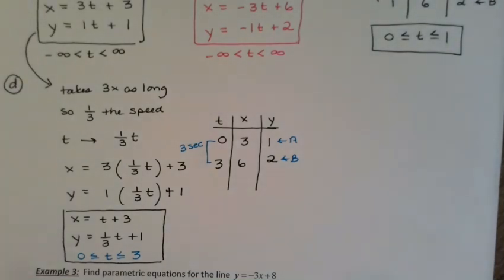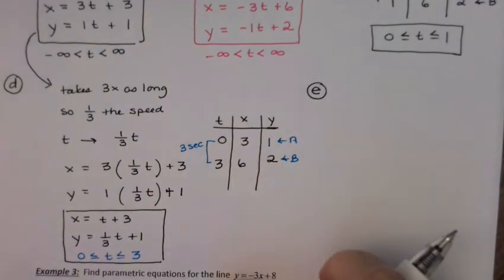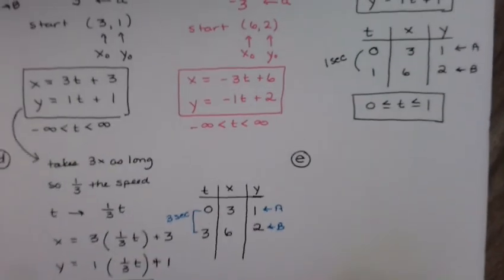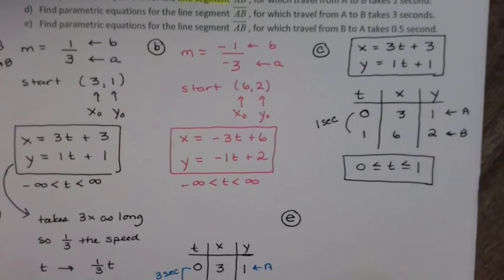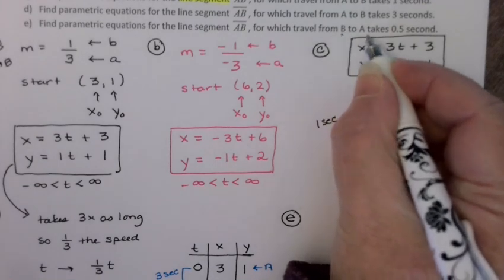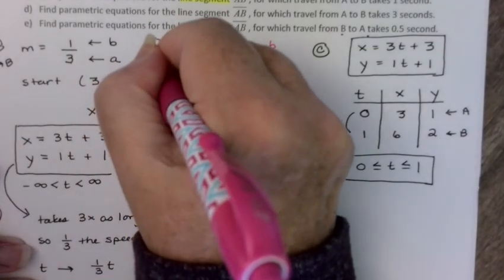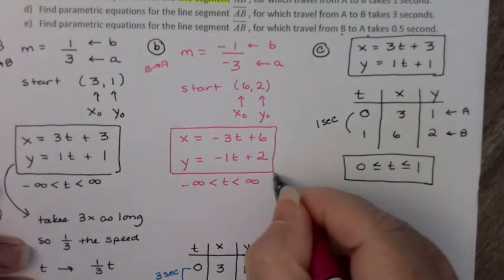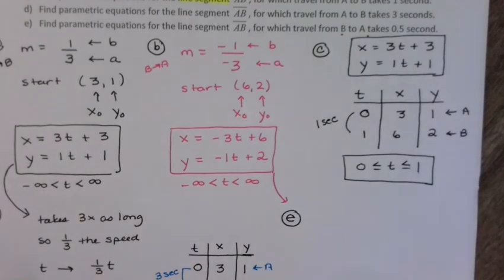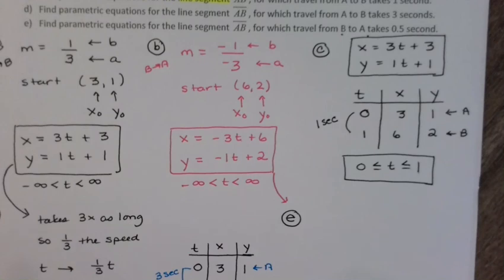All right, we have one more. In E, we wanted to find the parametric equations for the line segment AB. And this time we're traveling from B to A. Remember, this was the one here where we went from B to A. So I'm going to use this one as my starting point to do E. This time, though, instead of taking 1 second like it did originally, from B to A, I only want it to take half a second.